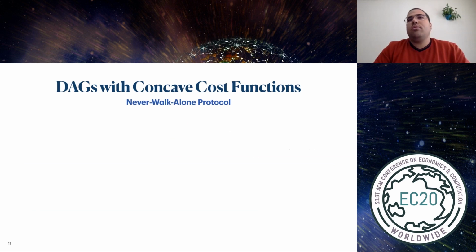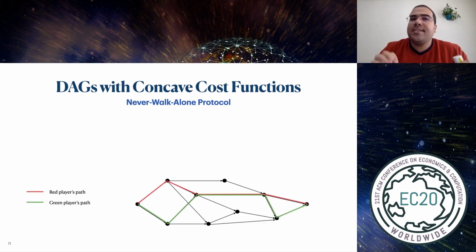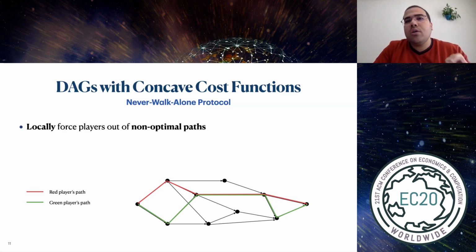After all, let us see the protocol that we propose for DAGs with concave cost functions. We name our protocol the Never Walk Alone protocol, as it charges players who are alone in some edges a high amount of cost. As I said, we are trying to force players to use the optimal path, but the protocol is meant to be resource aware. So in each edge, we know nothing about players that are present in the game but do not use this specific edge. So we don't know the total load, and we cannot determine the optimal solution. Therefore, instead of finding the optimal solution, we locally force players out of non-optimal edges.